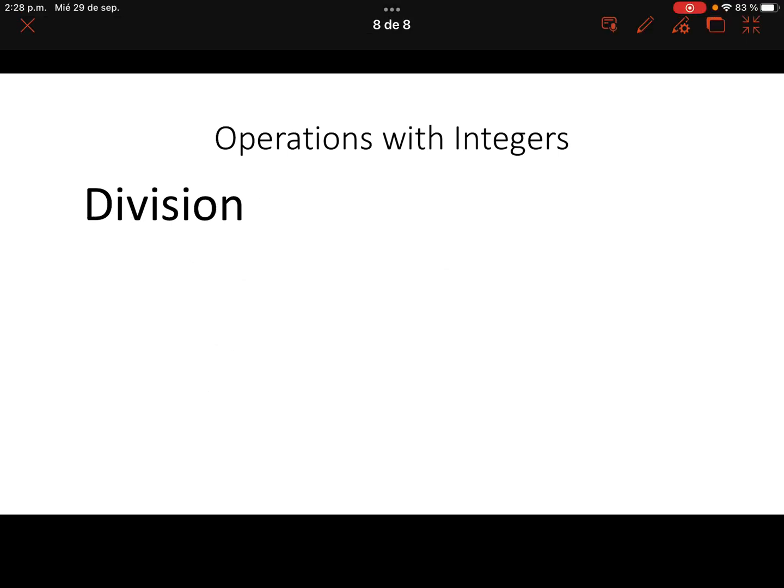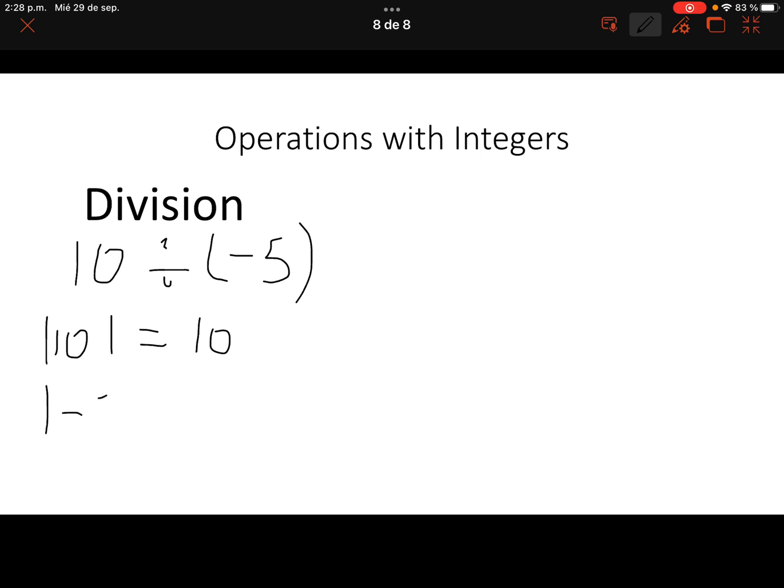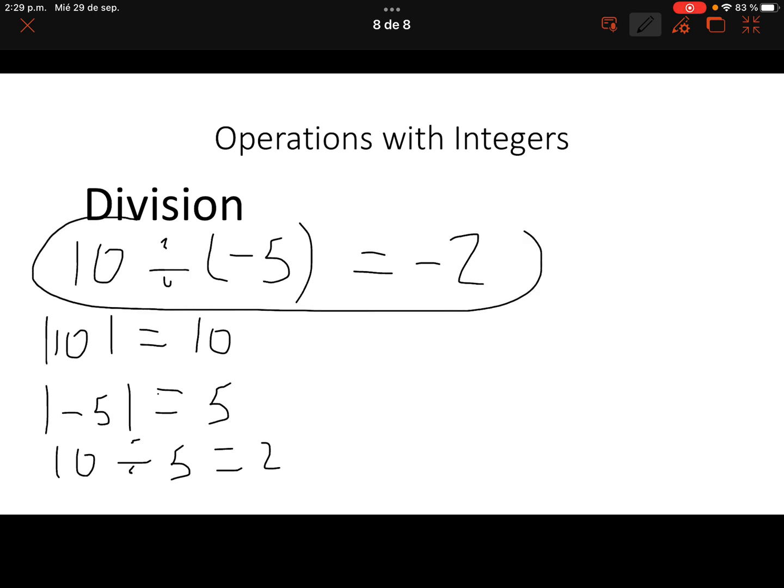The second case is when we are dividing integer numbers with different signs. For example, 10 divided by -5. The absolute value of the first number, the dividend, is 10. The absolute value of -5 is 5, and then we divide them. 10 divided by 5 is 2. And when we divide integer numbers with different signs, the answer is always negative. Conclusion: 10 divided by -5 is -2.